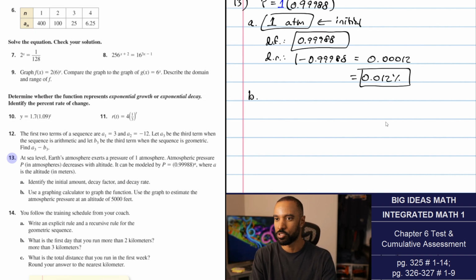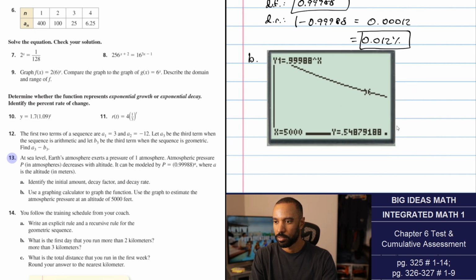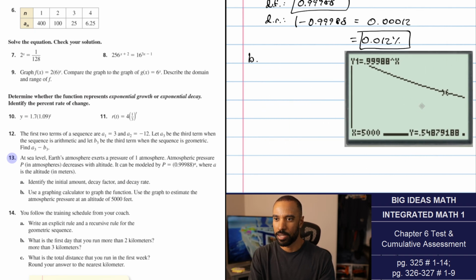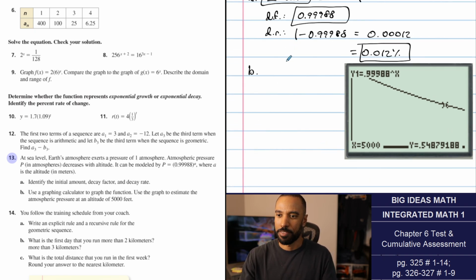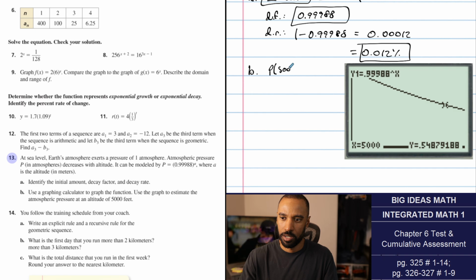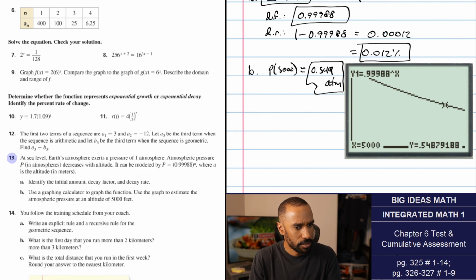Because they did say graph, so there's our graph. And then P of 5,000, the pressure, is around 0.549 atmospheres there. That's at 5,000 feet. 5,000 feet? Is that what they said? 5,000 meters. Oh!